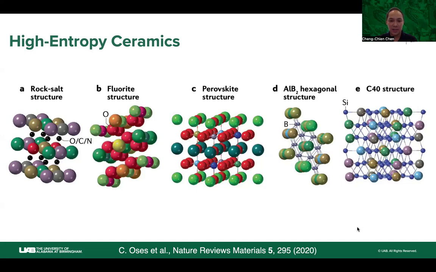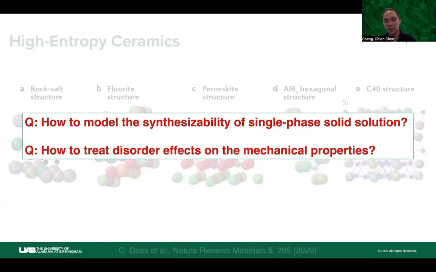So in the study of these high entropy materials, there are two key questions to ask in theory. First of all, how do we model the synthesizability of a single phase solid solution of this material? For example, we just discussed if you mix the elements together, it's not guaranteed that they will form a single phase. At the same time they can separate and form a multiple phase material. So how do we model the synthesizability?